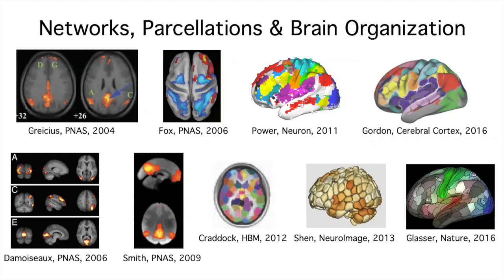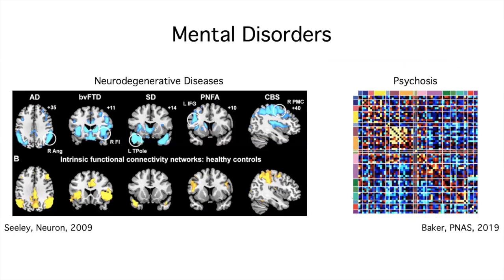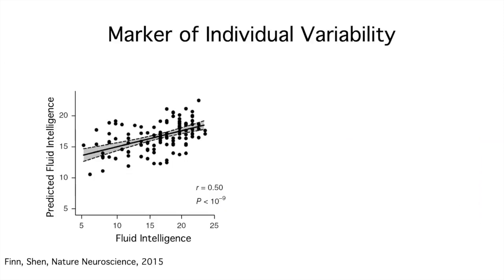This has motivated many studies to extract brain networks or parcellations from resting state fMRI, which can in turn be used to provide insights into human brain organization. There's of course also a lot of interest in using resting state functional connectivity to study neurodegenerative and psychiatric disorders. We can also use resting state fMRI to study individual differences. For example, we can use functional connectivity to predict fluid intelligence in individual participants.